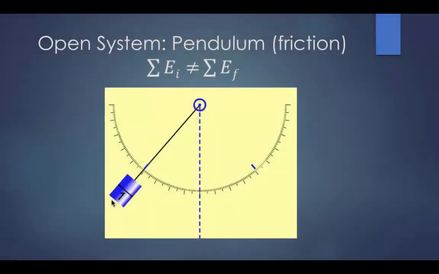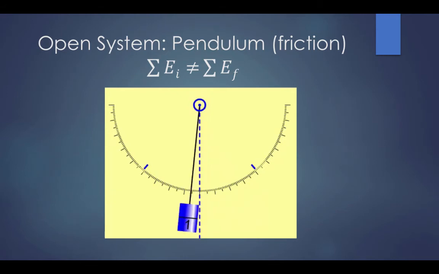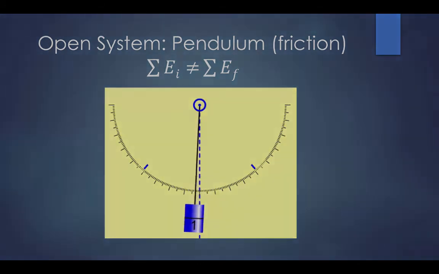An example of an open system would be a pendulum on Earth exposed to friction. As the pendulum swings, it is obvious that the energy is escaping from the pendulum as it swings lower and lower. Some of the mechanical energy is transforming into heat energy due to friction. It is not simply transforming from kinetic to potential at 100% efficiency.